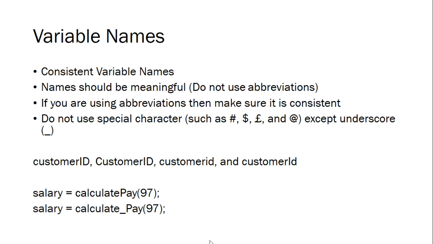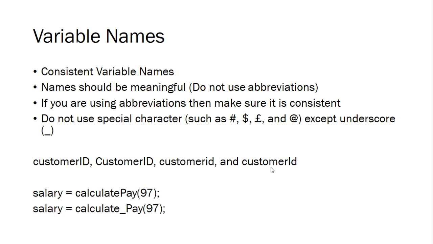Do not use any special characters except underscore, because when there are any CCSID issues, the other special characters will get affected. RPGLE is case insensitive, so here you see customer ID in any form is still okay, but make sure you have some consistency in your code. Either you can use camel case or Pascal case, but it should be consistent.